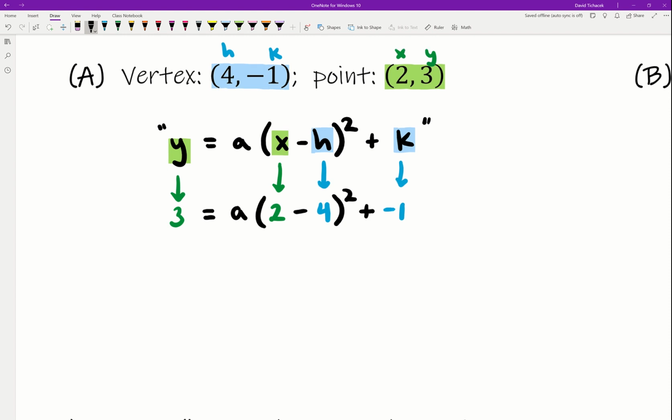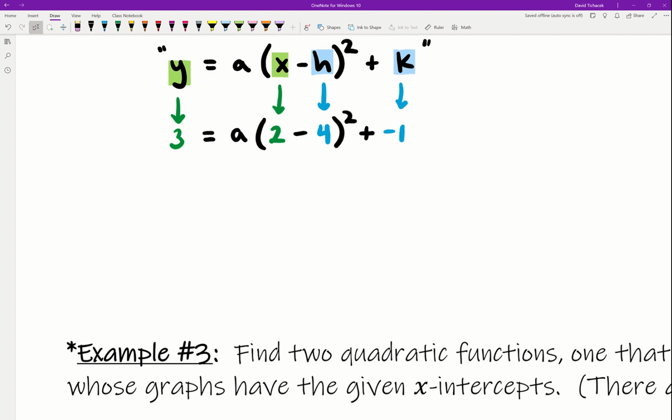Okay, and now I can just go ahead and do some simplification here and solve for that a value, which is the only unknown in this entire equation. And then once I have that a value, I can go ahead and write out the complete function formula. All right, so doing that mental math over on the right-hand side, I have 2 minus 4. That's going to make -2. And if I square that result, -2, I'm going to end up with positive 4 here.